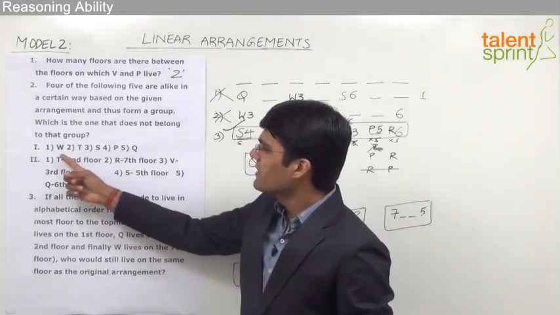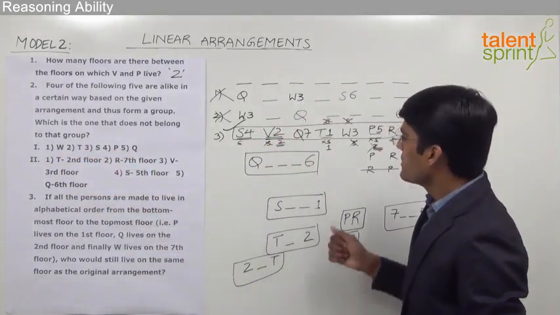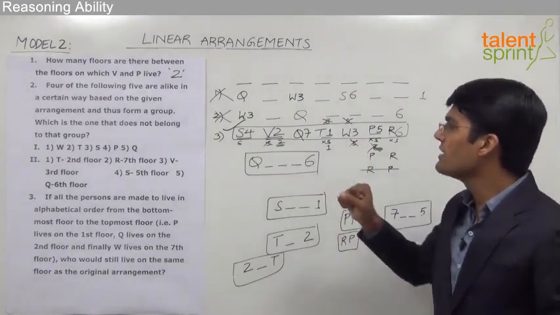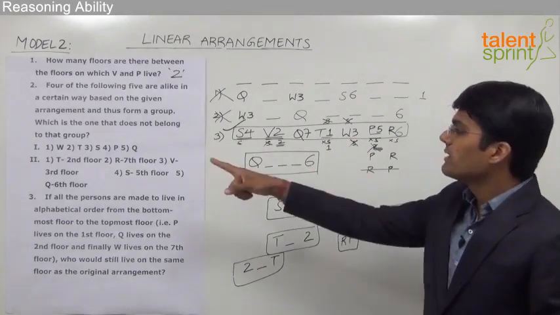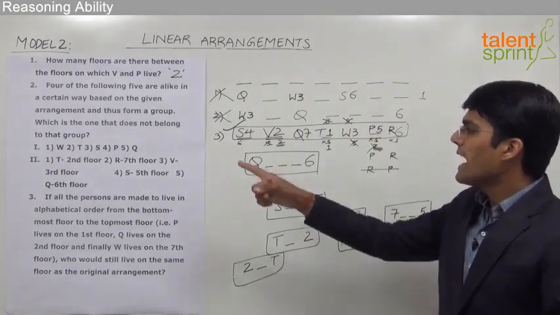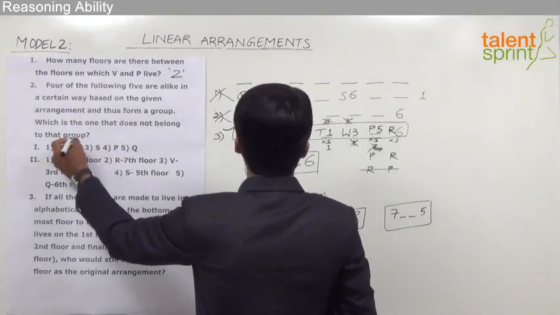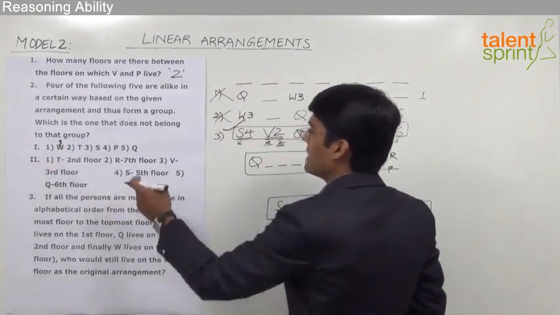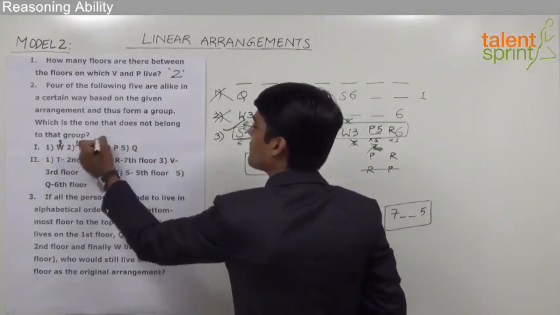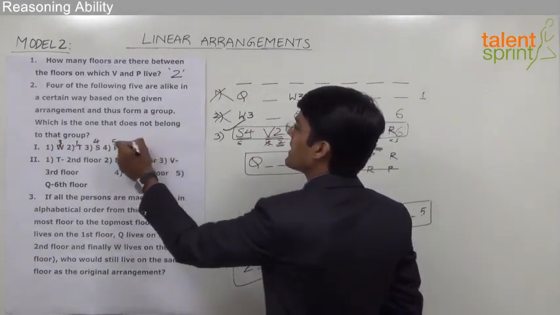So in the first case here, you can see W, T, S, P and Q are given. Now if you try to look at the arrangement, W lives on 3rd floor, the second option T lives on 1st floor, the third option S lives on 4th floor, P is on 5th floor and Q is on 7th floor.